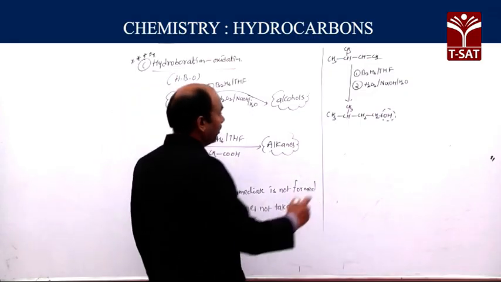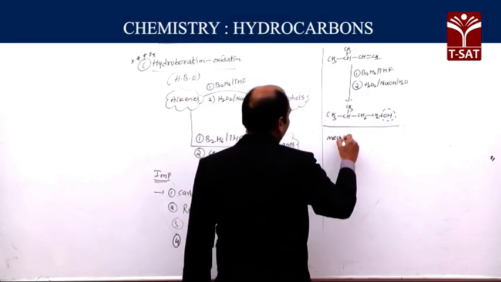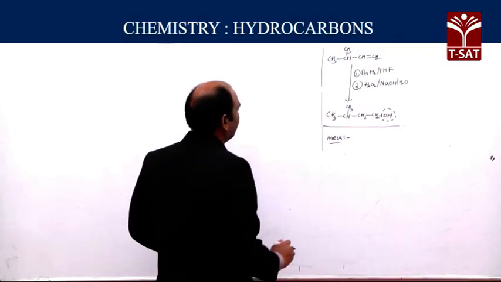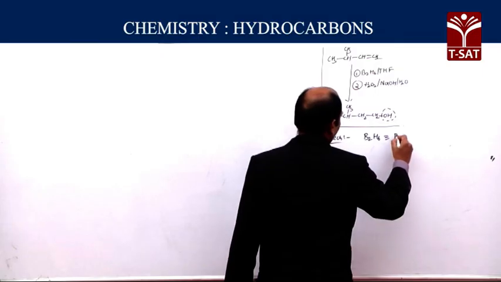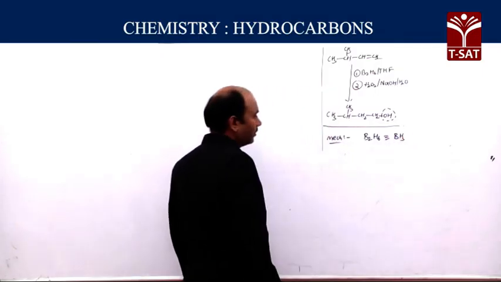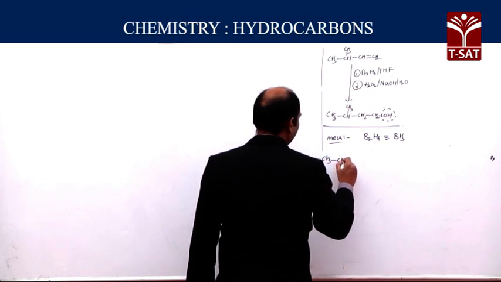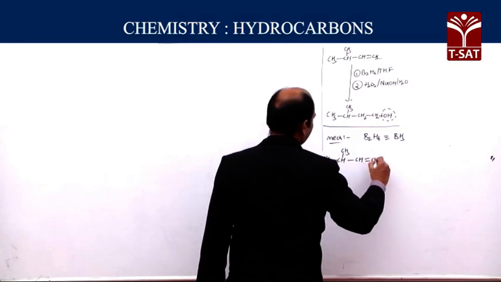So now let us discuss the mechanism. How is this alcohol formed? First of all, mechanism, what is happening here? B2H6 is nothing but BH3. So here in this one, first of all, CH3 CH double bond CH2.